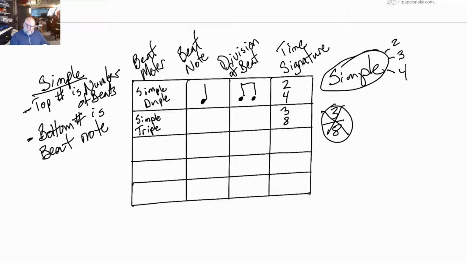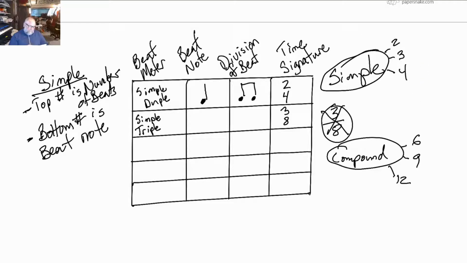Just so you have it, I know I said I wouldn't talk about it, but I'm going to anyway. For compound time signatures, the top numbers are 6 for duple, 9 for triple, and 12 for quadruple. I'm just going to throw that in there just so you know. So whenever it's simple, the only choices are 2, 3, and 4. When we're dealing with compound time, the only choices for the top number are 6, 9, and 12.